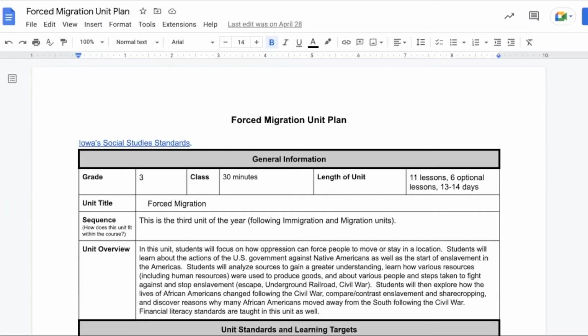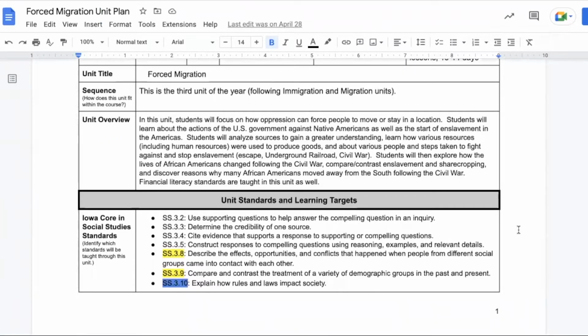for third grade social studies. This unit includes 11 lessons plus 6 optional ones and takes 13 to 14 days to complete. In this unit, students are focusing on how oppression can force people to move or stay in a location.